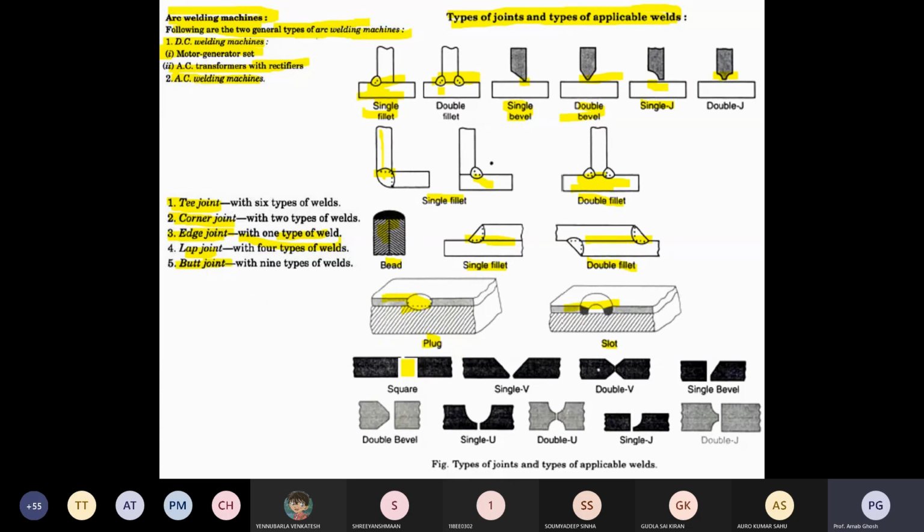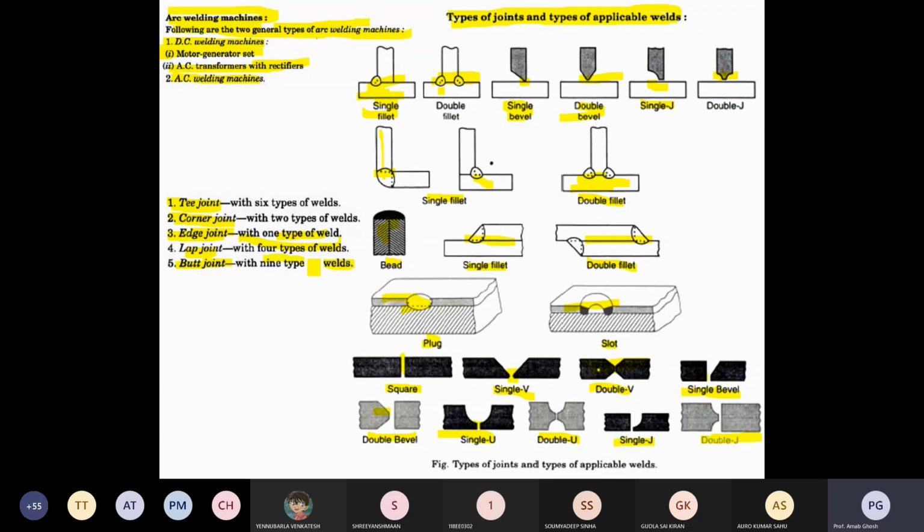Here you are going for square bar, here you are filling that welding material. It is square bar joint. It is single V bar joint, only this position will be joined. Double V bar joint. Then single bevel, so it is called bevel type. Single and double bevel joints, then single U type of bar joint, double U bar joint, single J bar joints, and double J bar joints. All are the different features of the joint.